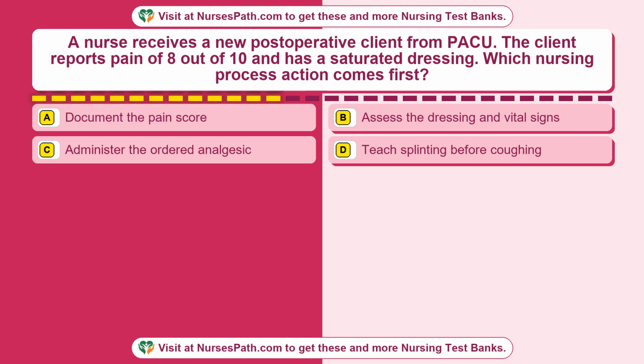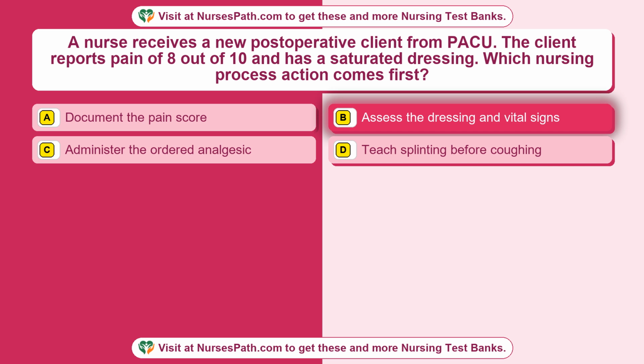Option A. Document the pain score. Option B. Assess the dressing and vital signs. Option C. Administer the ordered analgesic. Option D. Teach splinting before coughing. The correct answer is option B. Assess the dressing and vital signs.